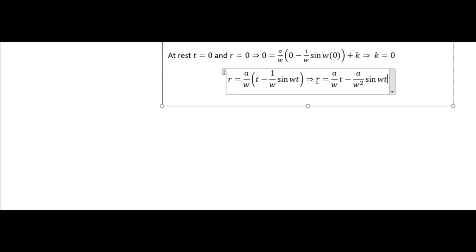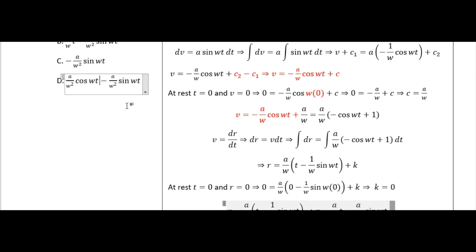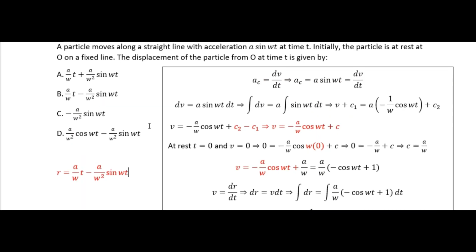Let me just copy the answer and then we verify what we have as well. Okay, so let me paste the answer down here. Sorry about that. Okay, this is what we have. It's our response. So let us verify the answers that we have here. The first one says a over omega t plus a over omega squared sine theta. Our sign is minus, that's plus, so option A is wrong. Option B is perfectly okay, so option B is correct. So that is the displacement of the particle at time t seconds.